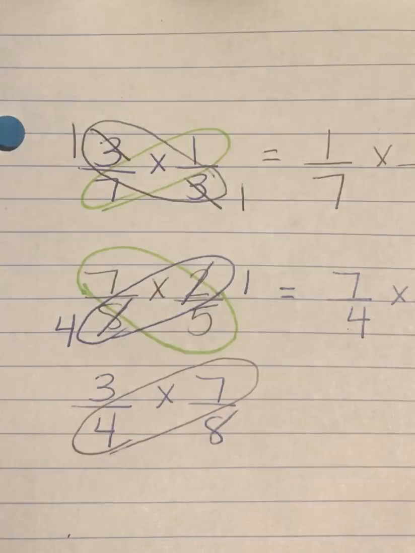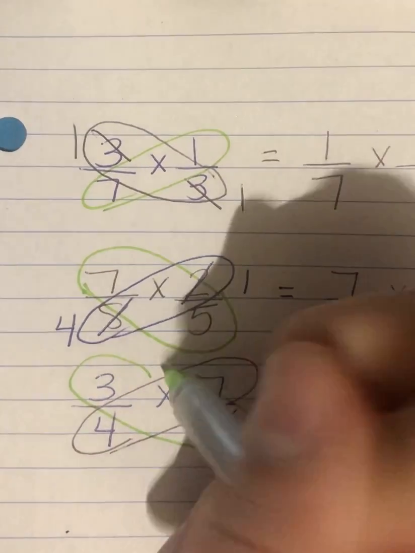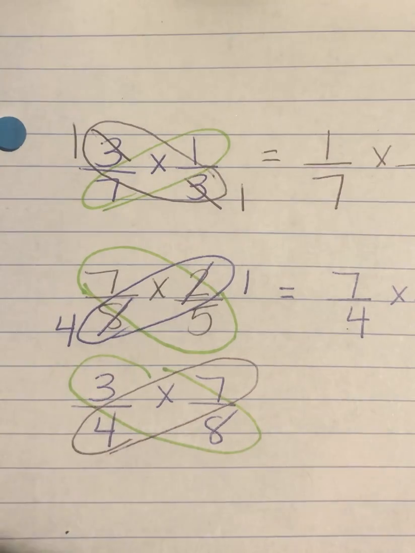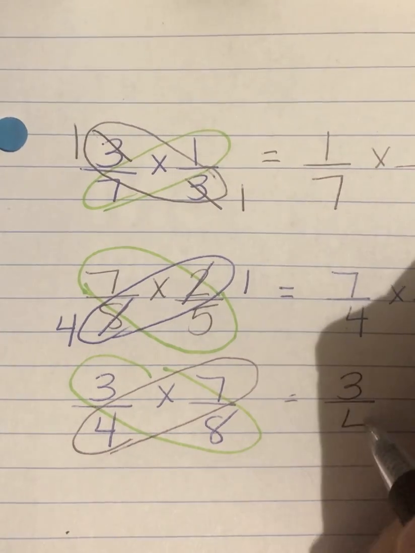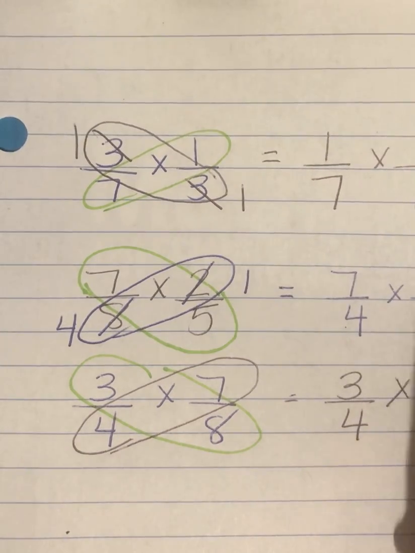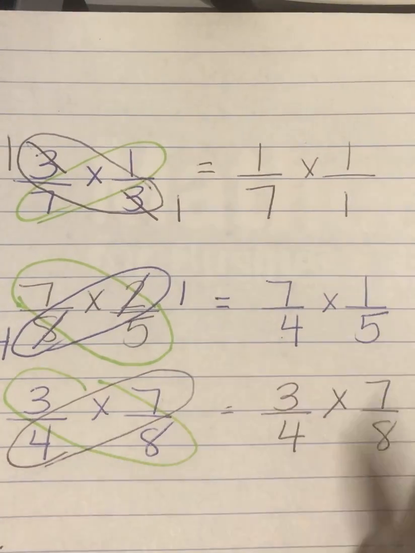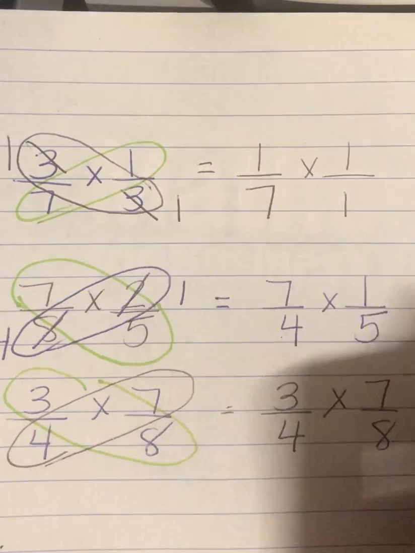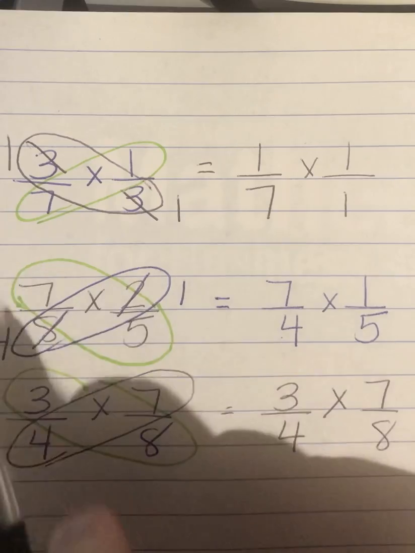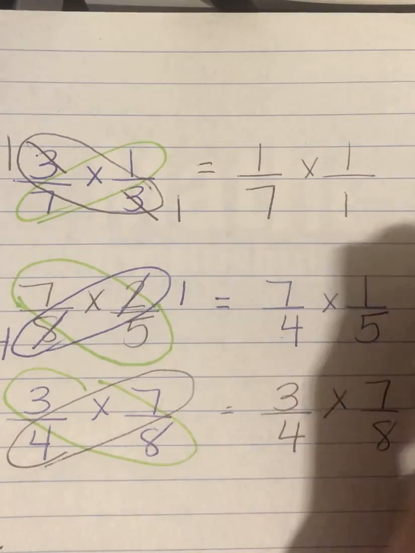Then I look at the second pair of opposite numerators and denominators, 3 and 8. 3 and 8 share no common factor except what? 1. So basically, I leave it alone. It's 3/4 times 7 over 8, and I'm done. So for today, all you're doing is going to practice how to cross simplify. That's it. You're not going to multiply nor solve. You're only going to practice how to cross simplify.